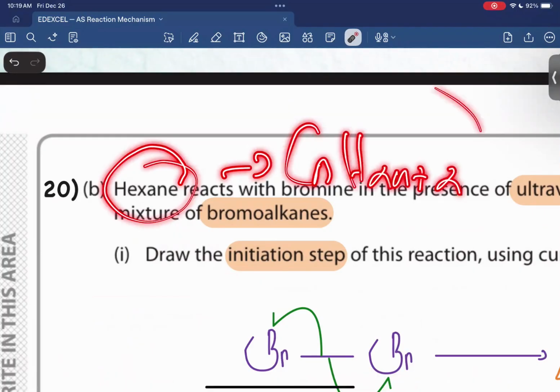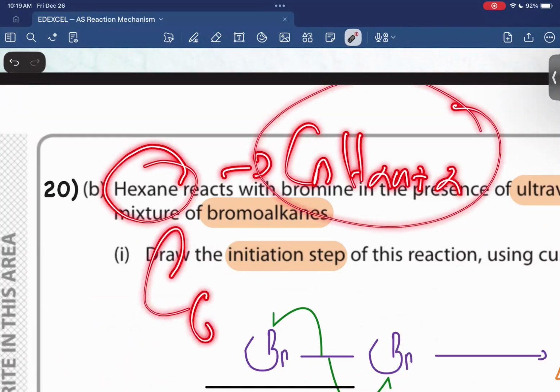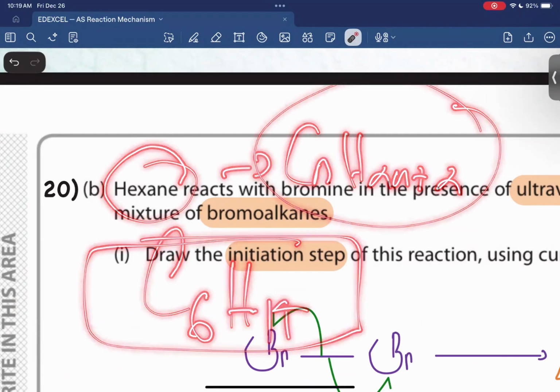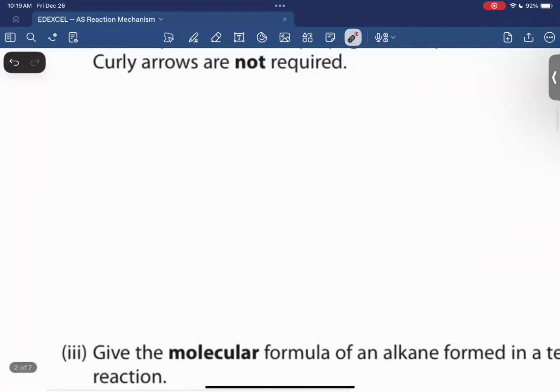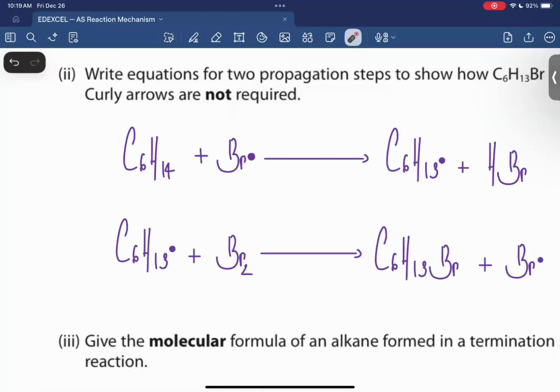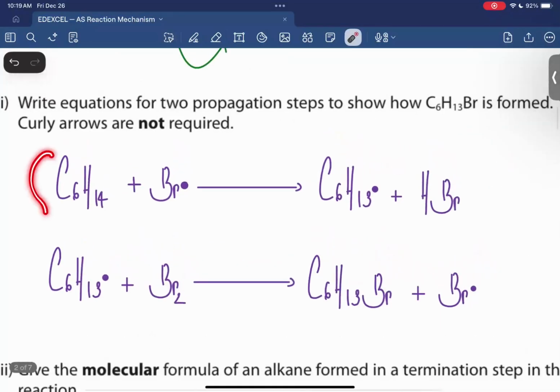CnH2n+2. Okay. It meant that C6H12, C6H14. Okay, this was the alkane. So the reaction would look something like this. Okay, these are the propagation steps.